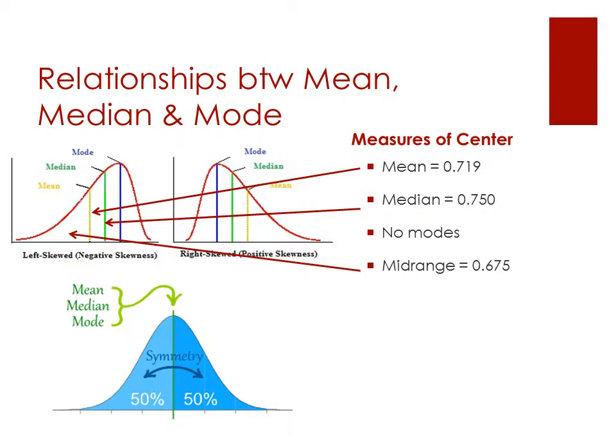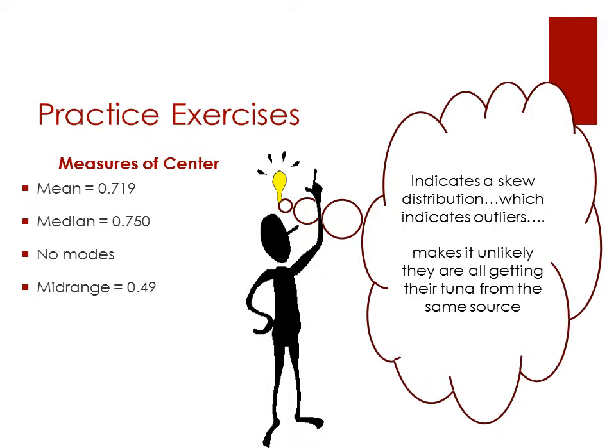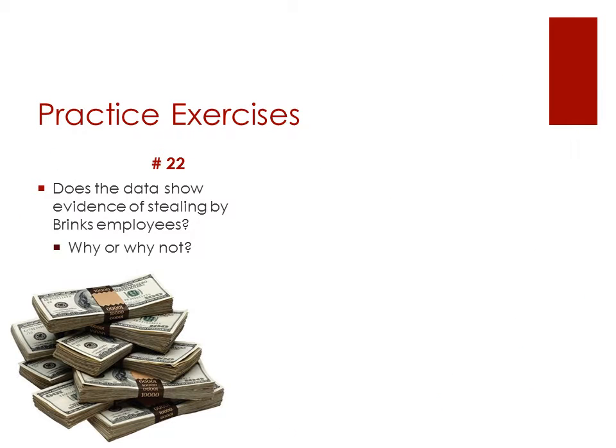As you can see, our mean is actually lower than our median, and our mid-range, although not shown on these distributions, is even lower. So this suggests we're looking at a slightly left-skewed data set. All right, this would mean then, since we have a skewed distribution, this indicates the likelihood of outliers, which makes it unlikely that they're all getting their tuna from the same source. So this is our first practice problem solved. Let's move on and take a look at another problem.